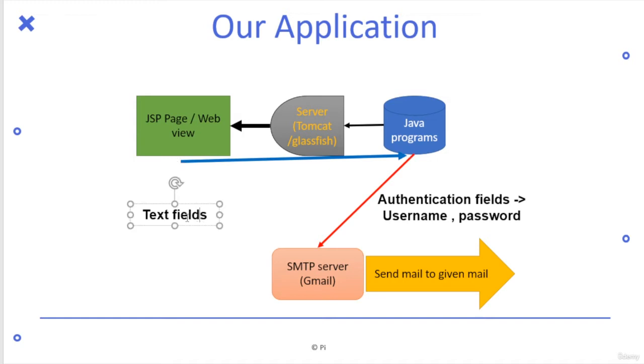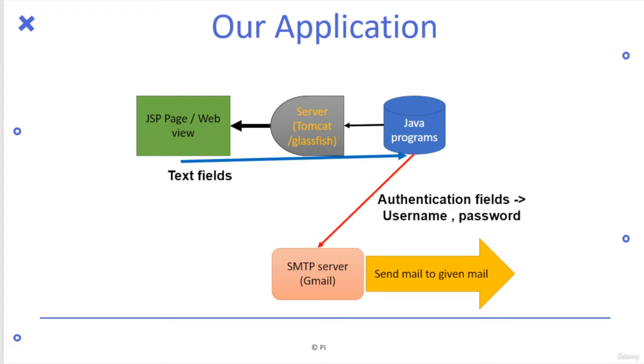Now let me tell you what this is. You cannot see it like this, it is going through the server only, and it will handle the text fields. This Java program is going to the SMTP server, which is going to send the mail to the given address, or you can use authentication fields, which require a username and password to connect to that SMTP. I'm using the Gmail service here. So this is about SMTP and how we are going to perform it here.